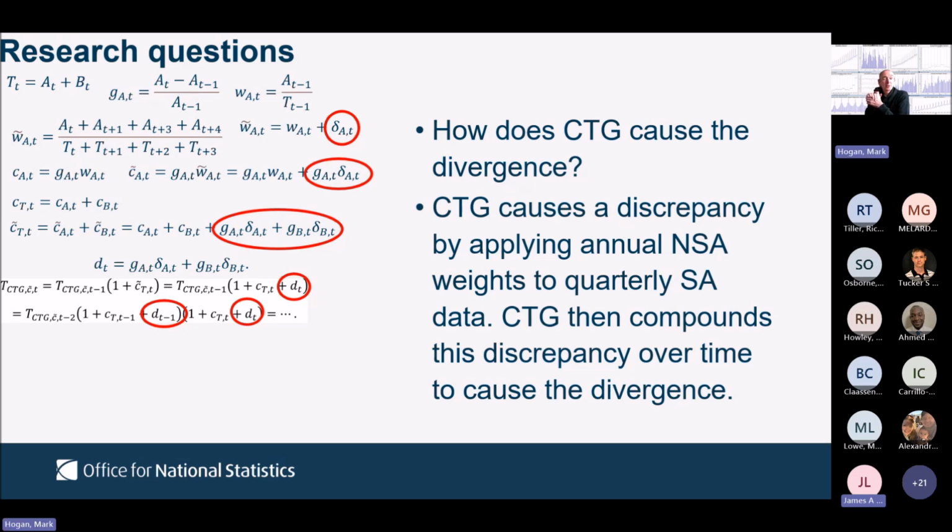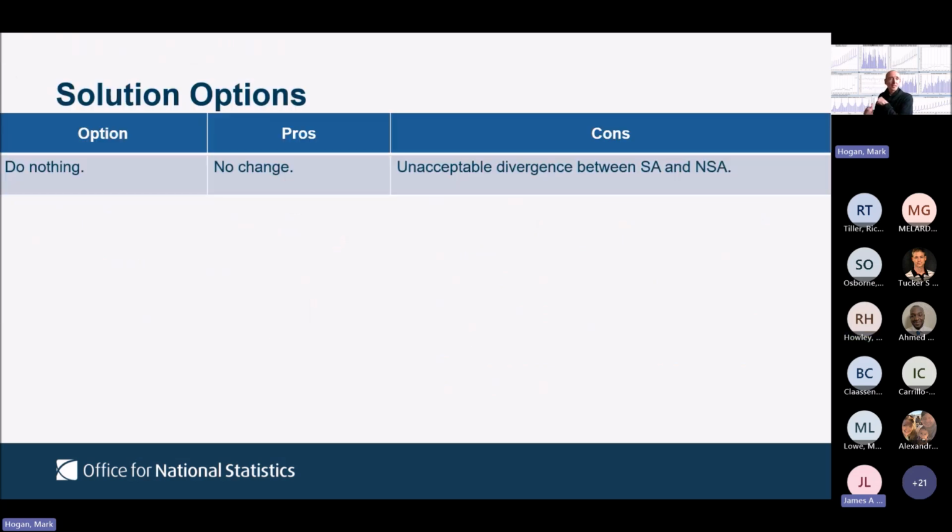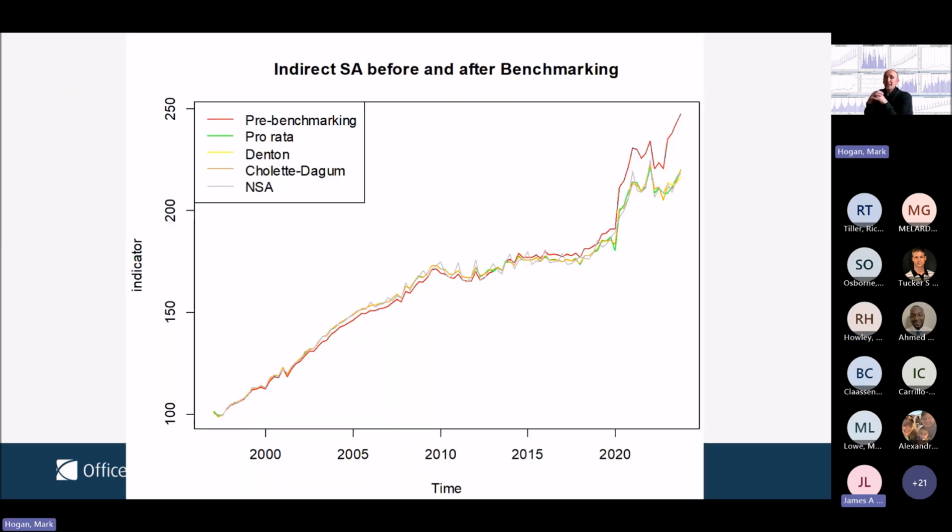I considered some possible solutions for this for the business area. One was simply to do nothing, which is unacceptable because of this alarming divergence between the seasonally adjusted and the non-seasonally adjusted series. A colleague questioned whether benchmarking could be used to remedy this. I felt that may not be a good solution, but I pursued it nonetheless, so I would have some objective evidence for my recommendation. So I applied 3 different kinds of benchmarking.